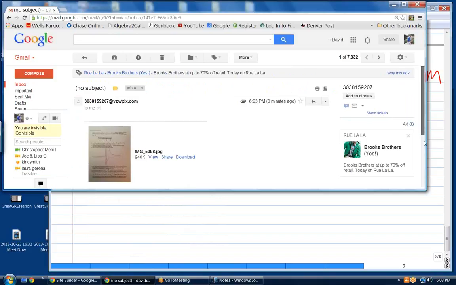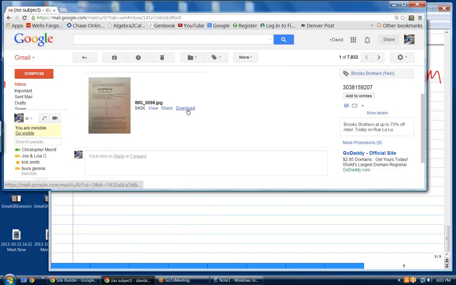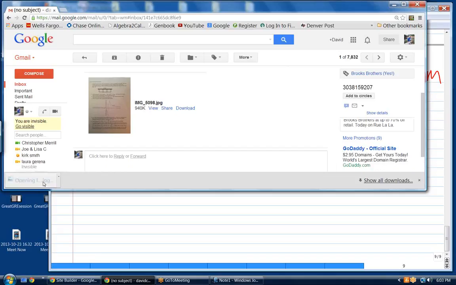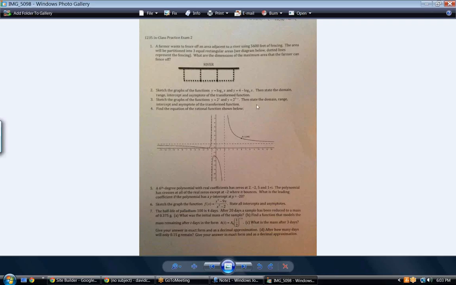I'd say number one is going to be on the test for sure, like a variant of it. Okay, so these are optimization problems.